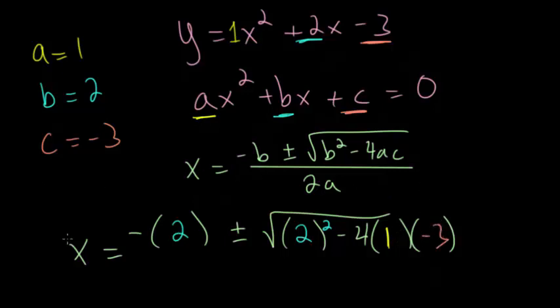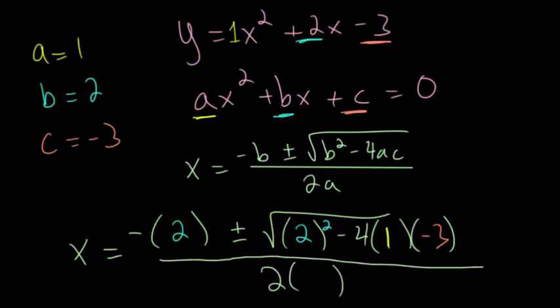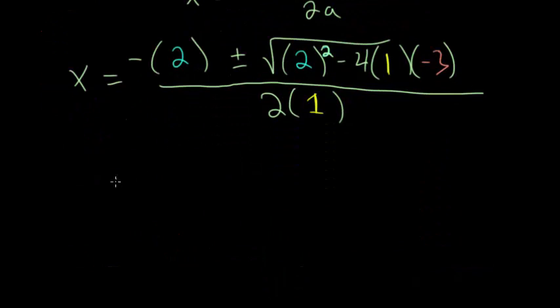And then after this, we're going to divide everything by twice a, and again, a is that value 1. So once you've essentially substituted everything into the equation, at this point, it's just a matter of simplifying this. So let me make a little bit more space. So we get the opposite of 2, so minus 2, plus or minus.